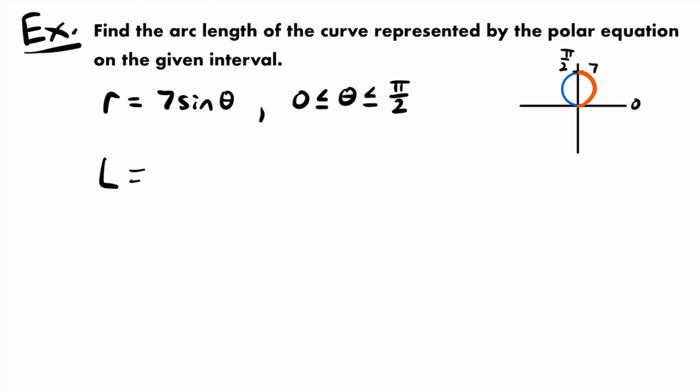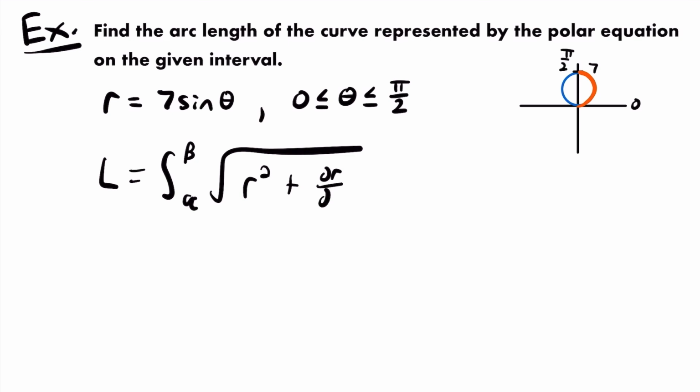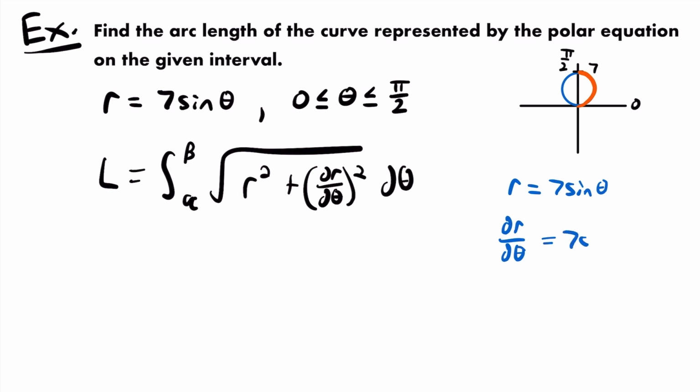The arc length is equal to the integral from alpha to beta of the square root of r squared plus dr d theta squared times d theta. In this case, r is equal to 7 times sine theta. And so dr d theta, the derivative of r with respect to theta, will be equal to the derivative of 7 times sine theta. Now the derivative of sine is cosine, so we'll have 7 times cosine theta. All right, so now let's use these values to calculate the arc length.